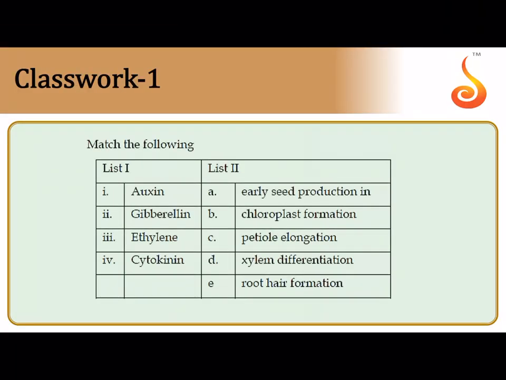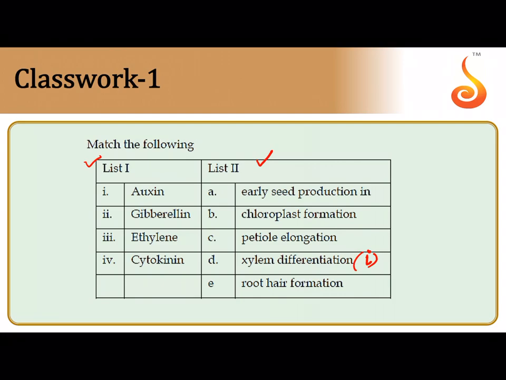Now the first question says match the following. They have given the list of hormones on the left side and on the right side they have given the functions. So auxin. Now auxin is a plant growth hormone that helps in differentiation of xylem. So auxin is the D option in the second list.